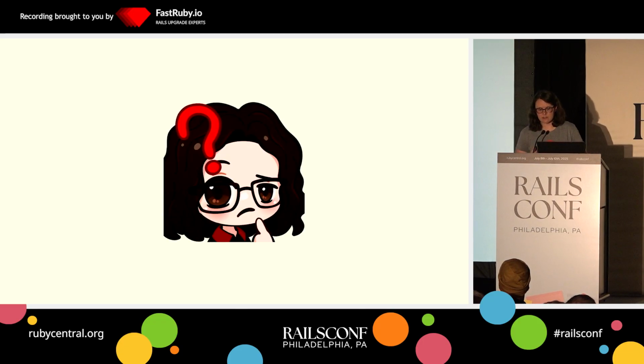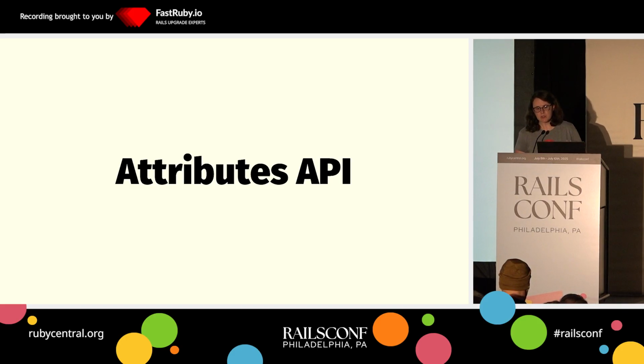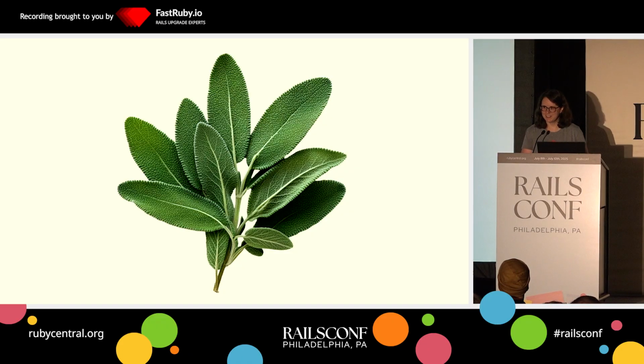Now, how does Rails handle typecasting? In Rails, the Attributes API handles typecasting. In Rails today, the Attributes API has been extracted to Active Model, but it started off in ActiveRecord. For today's dive into the Attributes API, I sat down for a conversation with its author, Sage.